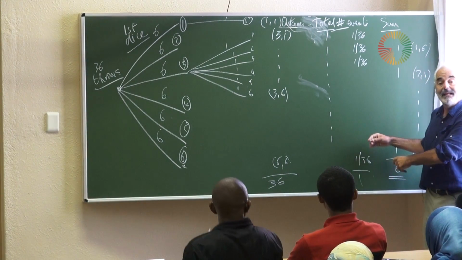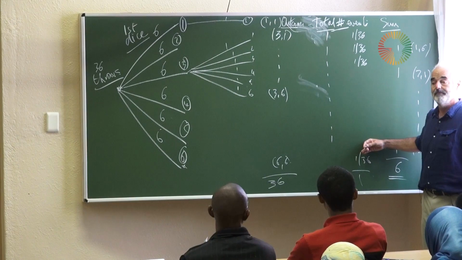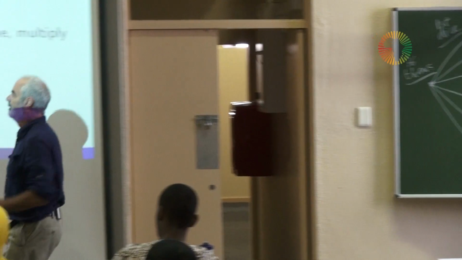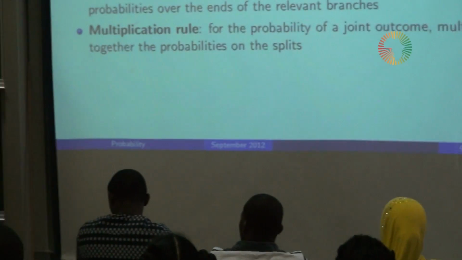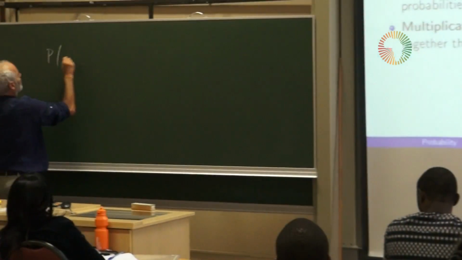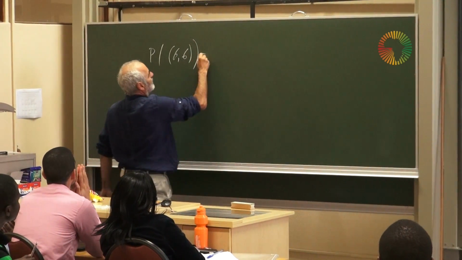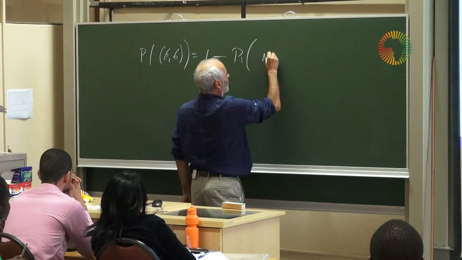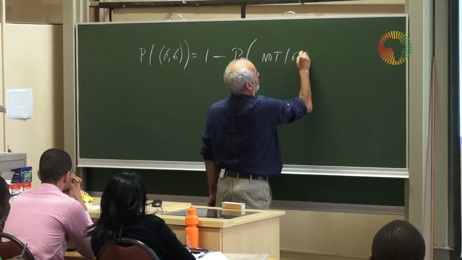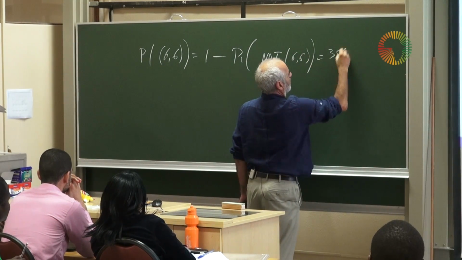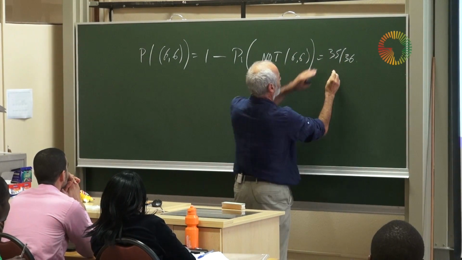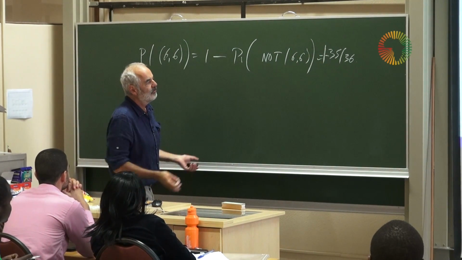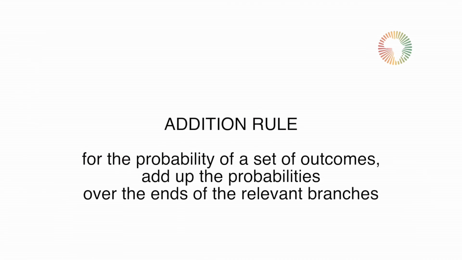And so the probability of getting anything else is 35 over 36. So the probability of a double 6 is 1 minus the probability of not a double 6, which is 35 over 36, so 1 minus 35 over 36. Okay, that's the complement rule.